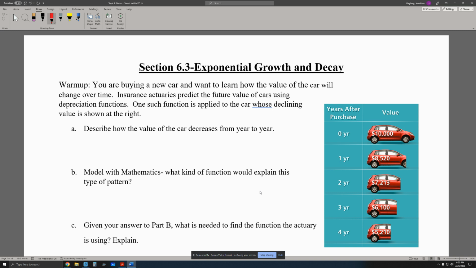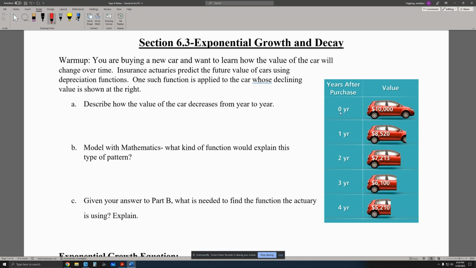Insurance actuaries predict the future of the value of cars using depreciation functions. One such function is applied to the car whose declining value is shown at the right. So if we take a look at this image to the right here, we see that at the start, at 0 years, the value of the car is $10,000. Therefore, this is the buy it now price for a new car is $10,000.